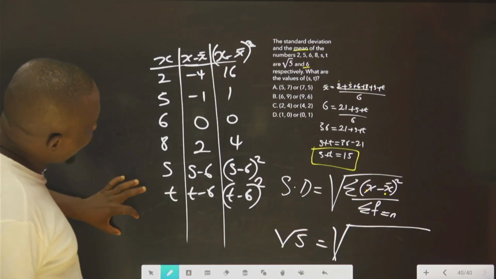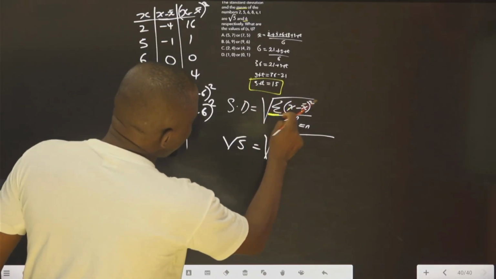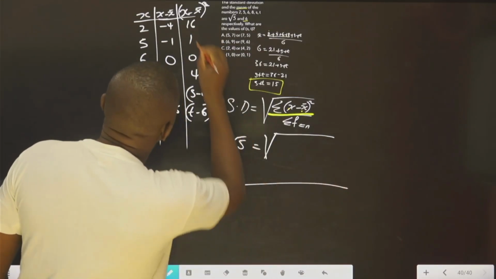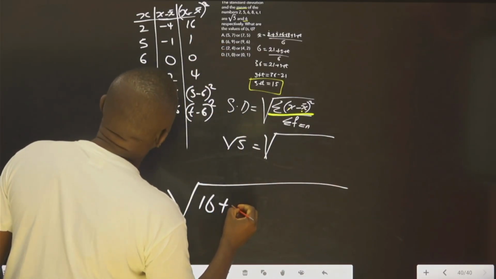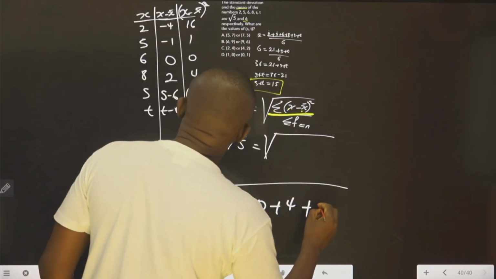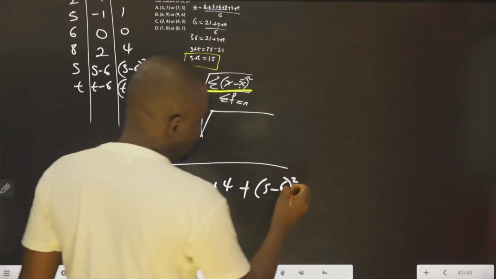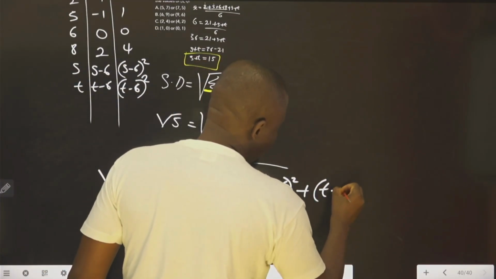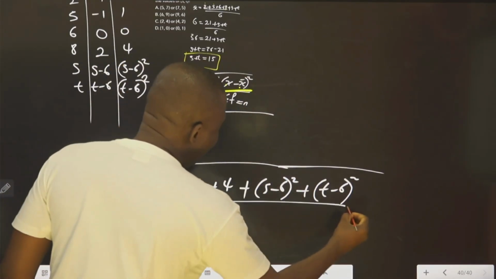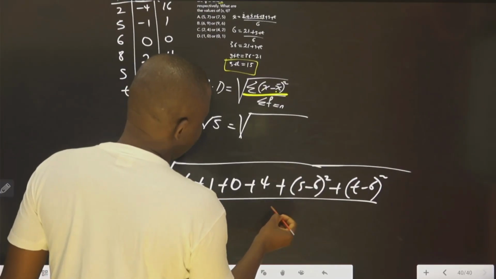Okay? Now, it's your duty to add all of them together because now the summation. To add all of them, we say square root, that is 16 plus 1 plus 0 plus 4 plus S minus 6, then T minus 6 square. All over, how many of them? They are 6 in number.